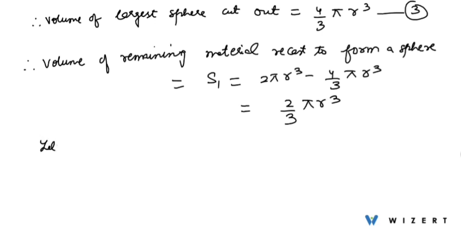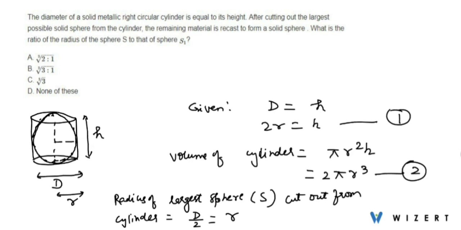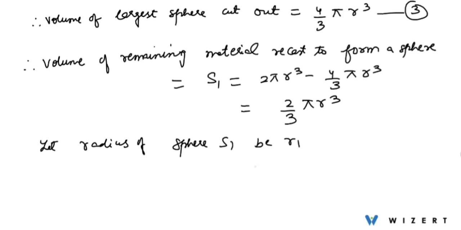Now we assume that the radius of sphere S1 is R1. Why have we assumed this? Because in the question we are asked the ratio of the radius of the sphere S, that is R, to that of the sphere S1 whose radius we have assumed R1. So basically we have to find R by R1.